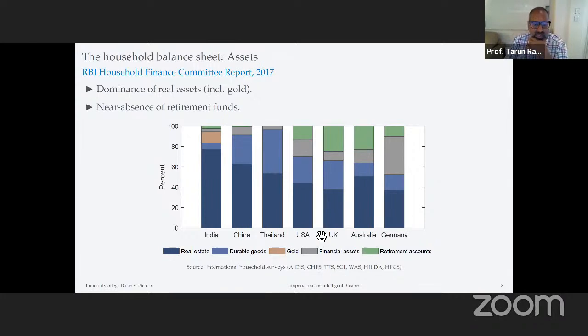So one pattern that emerges very clearly is that in India, on the asset side of the balance sheet, illiquid assets such as real estate are extremely dominant. You find some allocation to durable goods such as vehicles and so on. There's a substantial allocation to gold, which is very different from any of the other economies that you see here. And there's a near absence of retirement accounts, as you can see here. This is a feature that is shared with other emerging economies, I would say, such as China and Thailand. But not in these more advanced economies where real estate and other real assets occupy a lower fraction of the balance sheet. And there's a much higher proportion of financial assets as well as retirement savings.